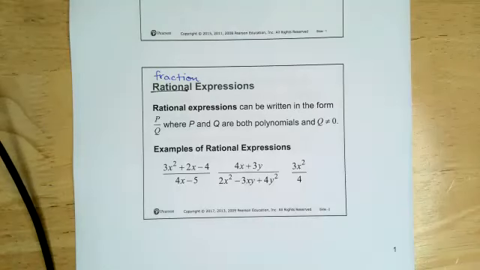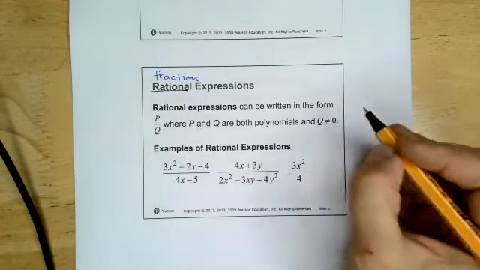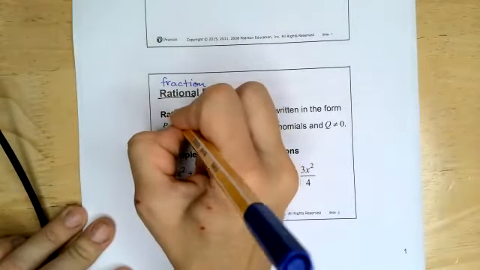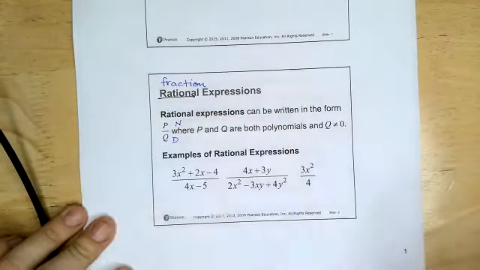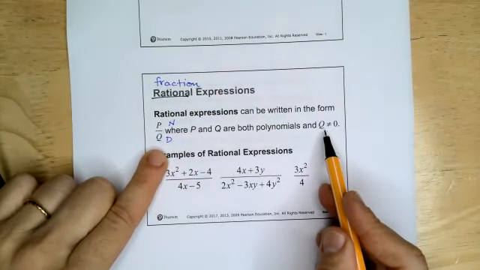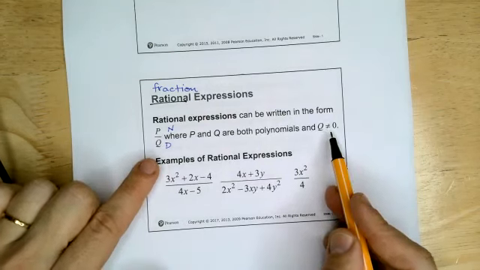So rational expressions are written in the form P over Q, where P and Q are both polynomials and Q cannot be zero. P is the numerator, Q is the denominator, right? If your denominator is zero, that is an undefined expression.